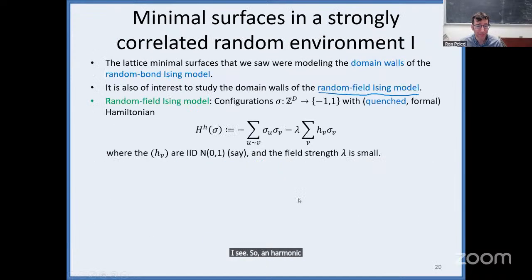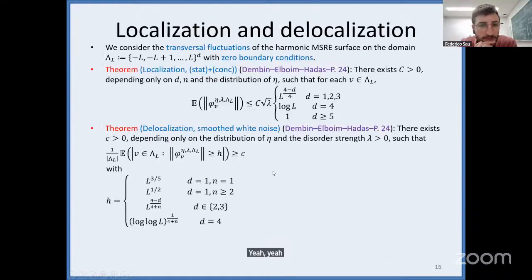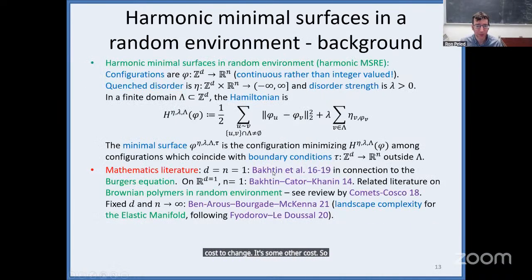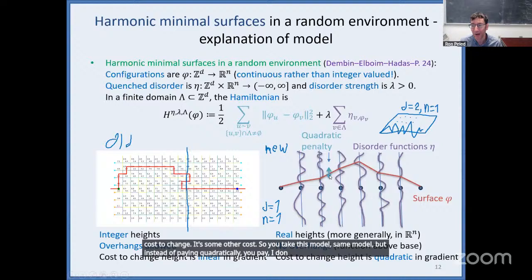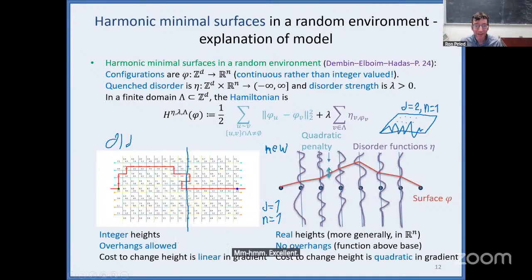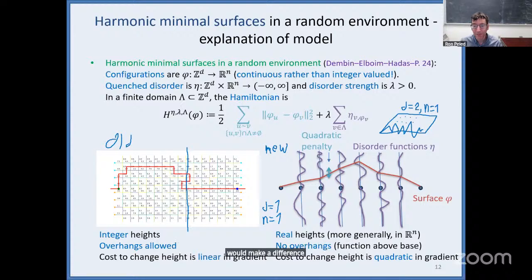I see. So anharmonic could mean, perhaps that's what you mean, that instead of being quadratic cost, you have some other cost. So you take this same model, but instead of paying quadratically, you pay, I don't know, the fourth power or the first power. We believe that these models behave the same. More essential is the issue that you take real values rather than integer. We don't think that the exact penalty, at least if it's convex, would make a difference. But our methods break down. The main identity used the quadratic nature.